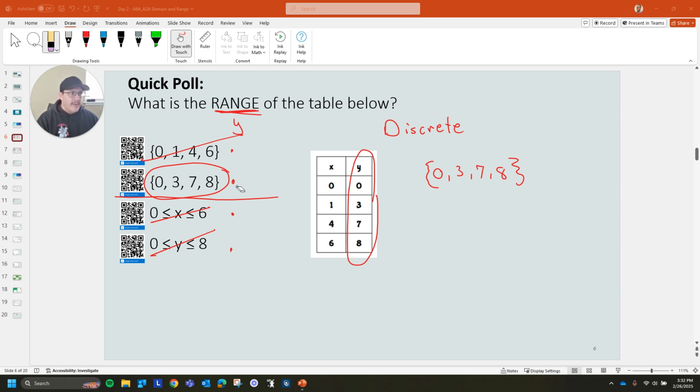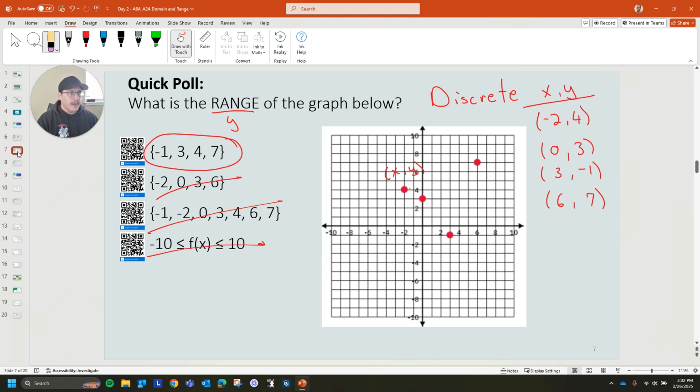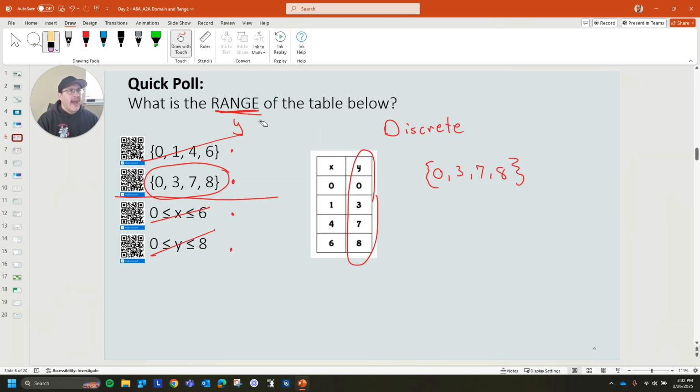Just to go back and talk about domain for the previous two problems, the ones that we just did. If I were to ask you instead what is the domain of this table, we would not look at the y values. We would still know that it's discrete. We would look at the x values: 0, 1, 4, 6. Those would be all my domain values if I were to ask you that. So the first one would be my answer.